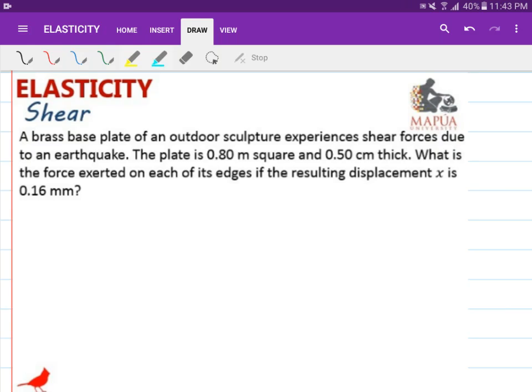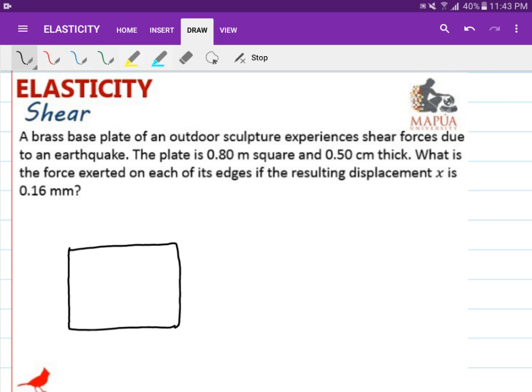Let's solve another problem. So now this is on shear. A brass plate of an outdoor sculpture experiences shear forces due to an earthquake. The plate is 0.8 meters square and 0.5 centimeters thick. So first we draw the plate.